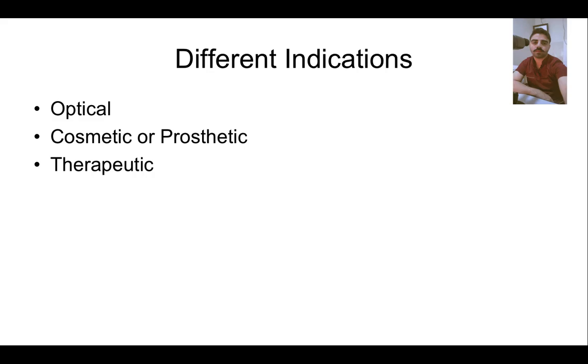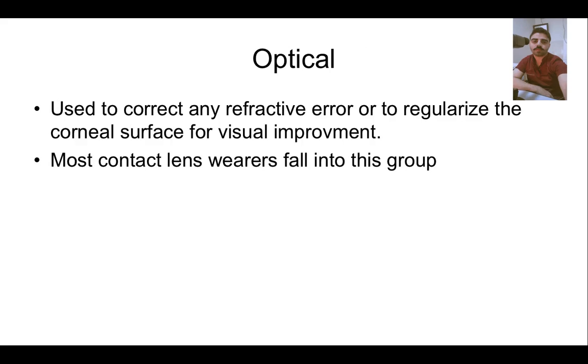So moving on, what are the different indications of contact lens? We have divided the indications into three categories. One is the optical indication, the second is cosmetic or prosthetic, and the third is the therapeutic indication. So let's discuss all of these indications stepwise. First one is the optical indication.